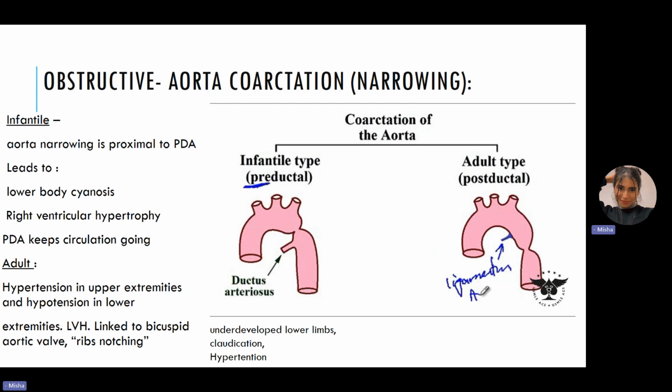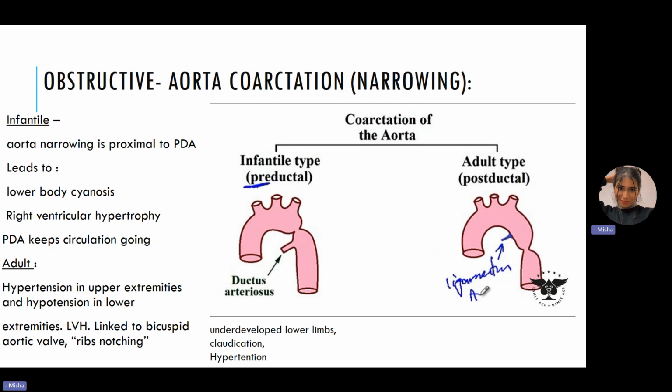So in this case, we talk about three diseases. We talk about aortic coarctation, left ventricular outflow obstruction and right ventricular outflow obstruction. Okay, so let's talk about aortic coarctation. Coarctation basically means narrowing. Now, there can be two types. We can have infantile or we can have adult.